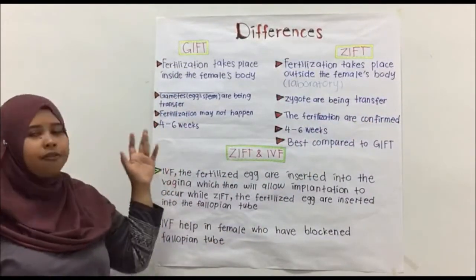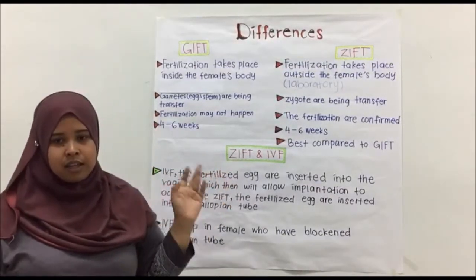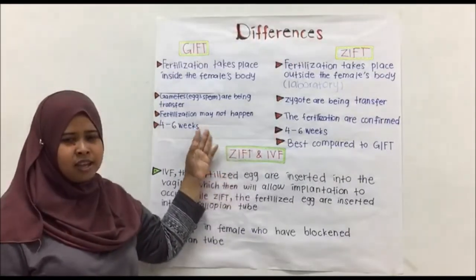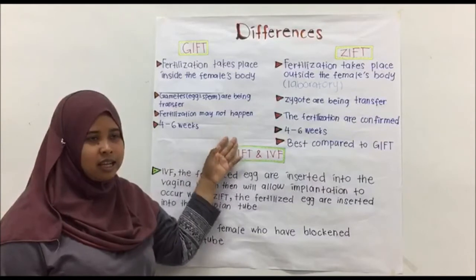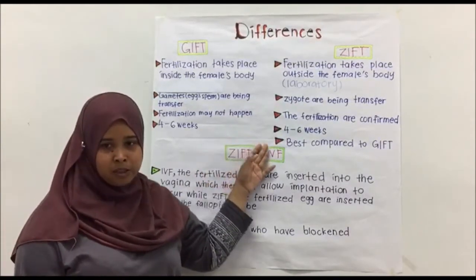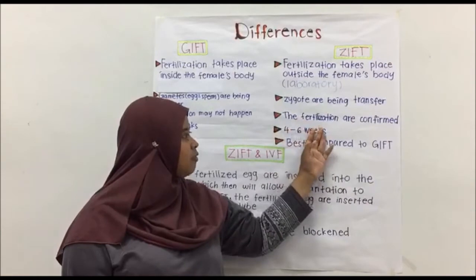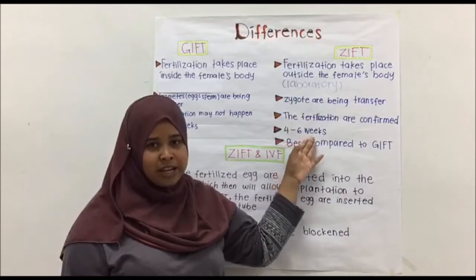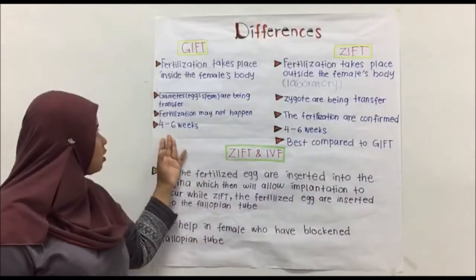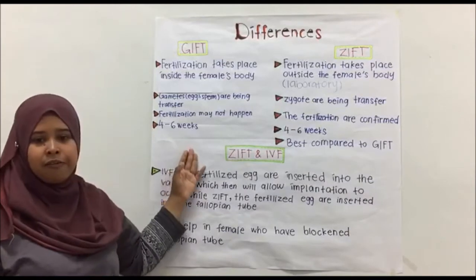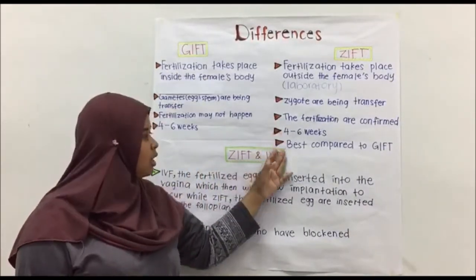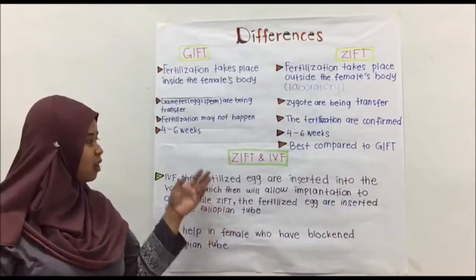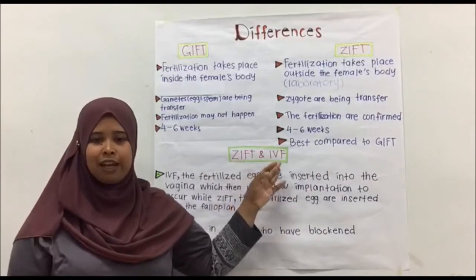The third difference between GIFT and ZIFT is that fertilization may not happen with GIFT because the eggs and sperm are inserted into the fallopian tube, and for ZIFT, fertilization is confirmed because it inserts the zygote into the fallopian tube. The process takes about 4 to 6 weeks for both, and ZIFT is considered better compared to GIFT. Now let's see the differences between ZIFT and IVF.